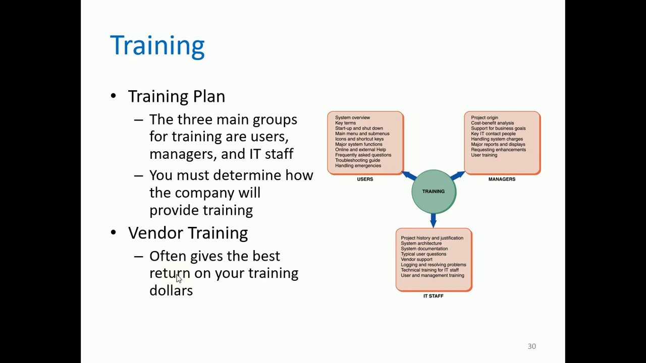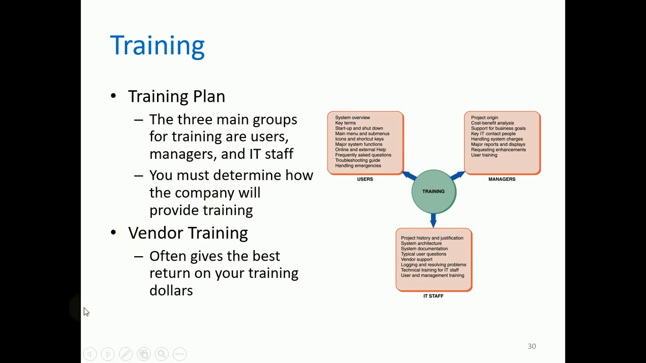The three main groups for the training are users, managers, and IT staff. You must determine how the company will provide training. Is it in-house? Is it vendor-based? Vendor training often gives the best return on your training dollars because, of course, if your system is acquired from a vendor, they are the best trainers you will have because they know the product well. It's also not advisable that one of your staff train the users, unless it is in-house application development. But since it is a vendor, they are the ones who have the best knowledge of the system.